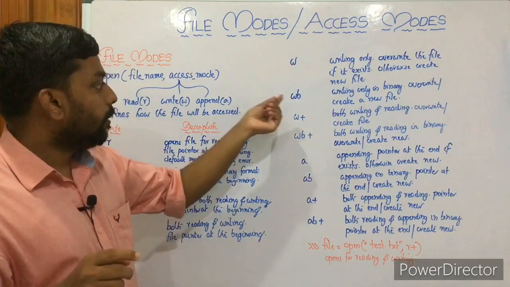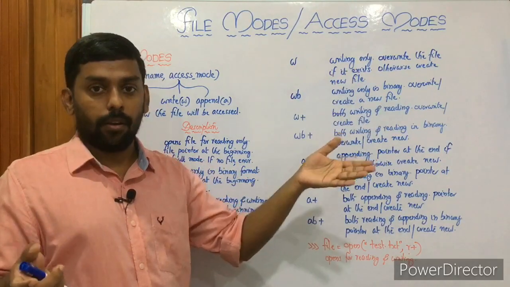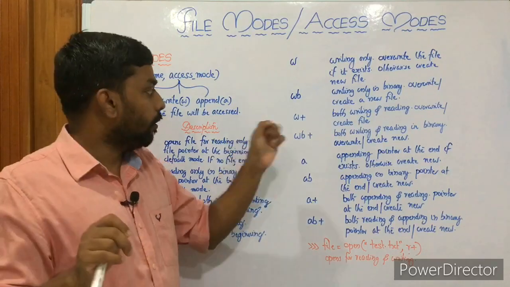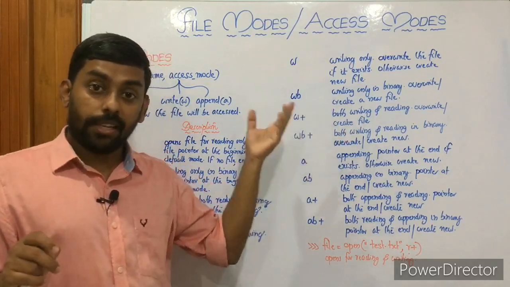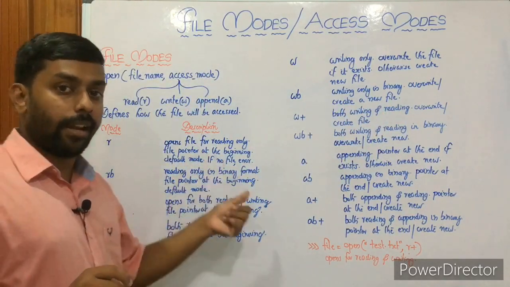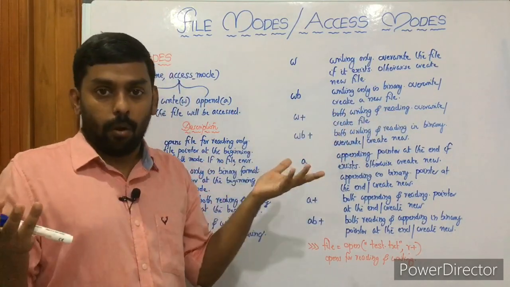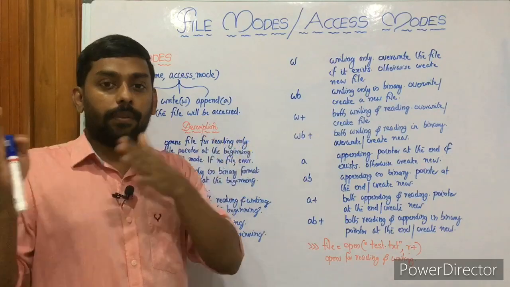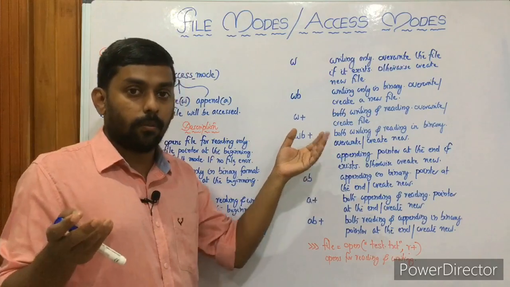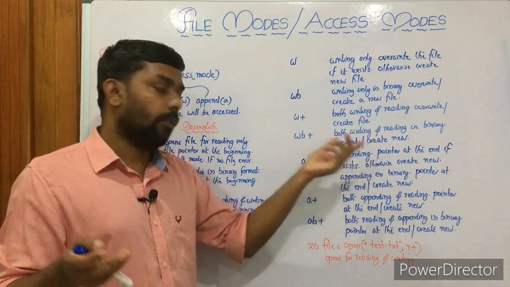Okay, yeah. Then WB, writing only in binary, overwrite or create a new file. Overwrite if there is a file, create new if there is no file. Yeah, okay. Then W plus, both for writing and reading. Okay, writing and reading, just like R plus for reading and writing, W plus for writing and reading. Okay, yeah. Then overwrite, create new file, right? Overwrite if file exists, create new file if the file does not exist. Then WB plus, of course, writing and reading in binary, overwrite or create new.